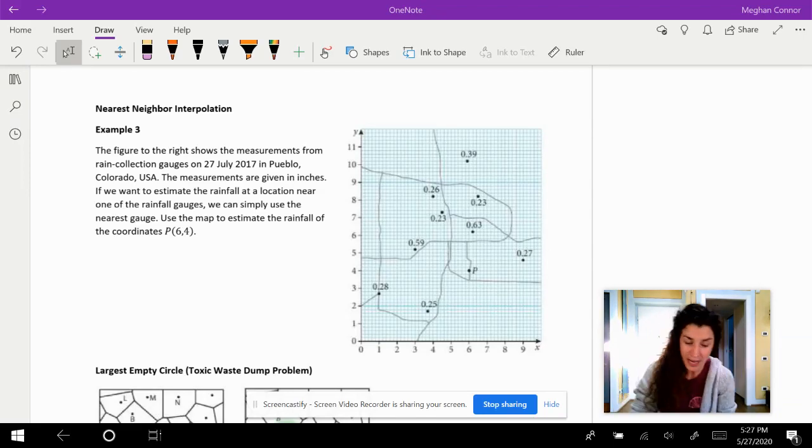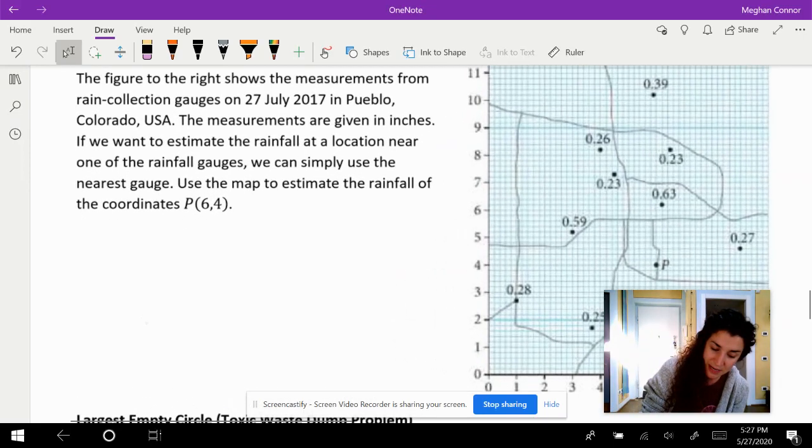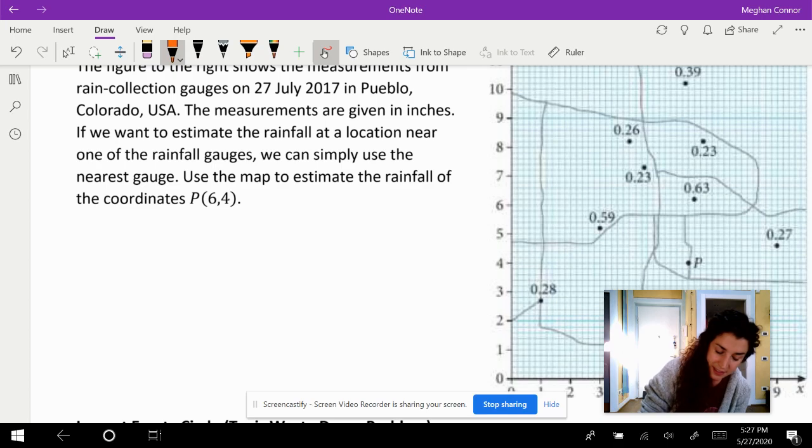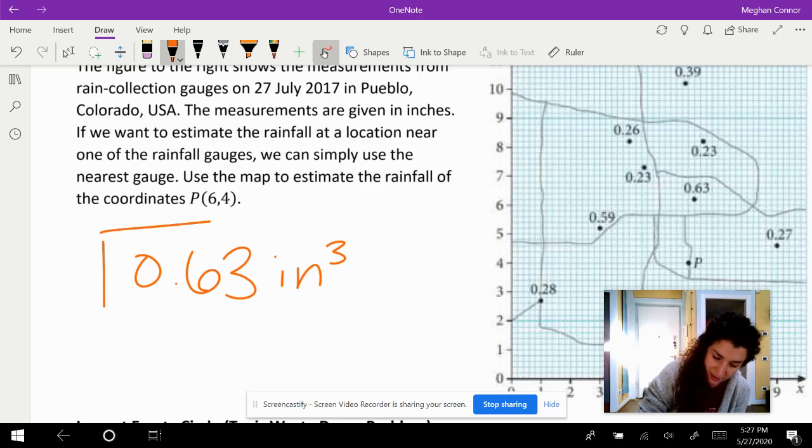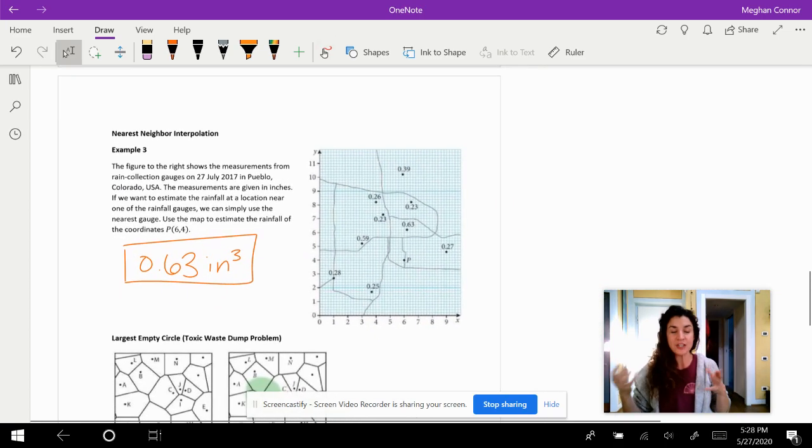So we figured out that at point P, the estimated rainfall is 0.63 cubic inches. And so that's what nearest neighbor interpolation is: if you fall within the cell of the information that you've collected, then you fall under the umbrella of information that goes with that.